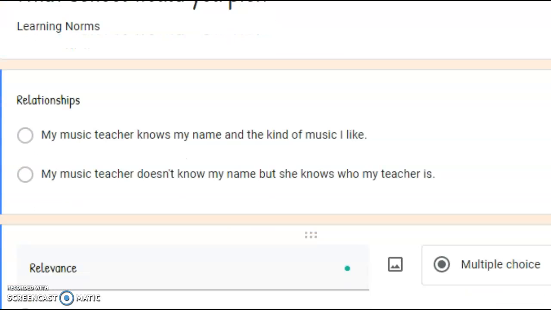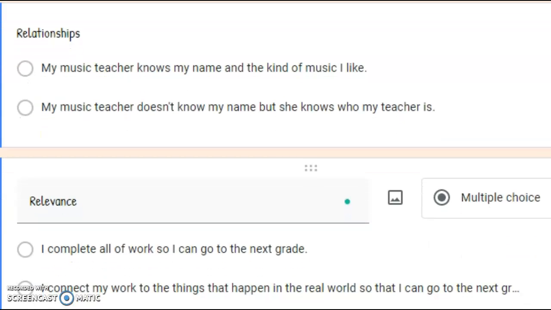So the first question, it's broken down into norms based on the resource that we watched, and the first one would have been relationship. So I said, do you want to go to a school where my music teacher knows my name and the kind of music that I like, or do you want to go to a school where my music teacher doesn't know my name but she knows who my teacher is?